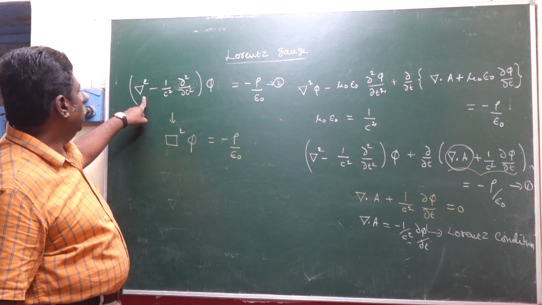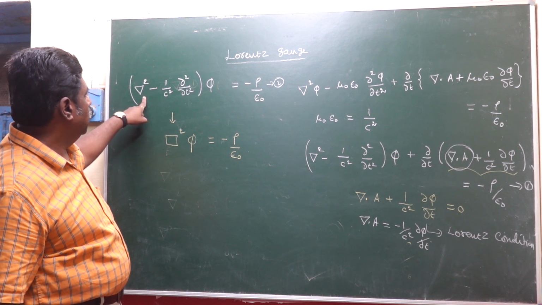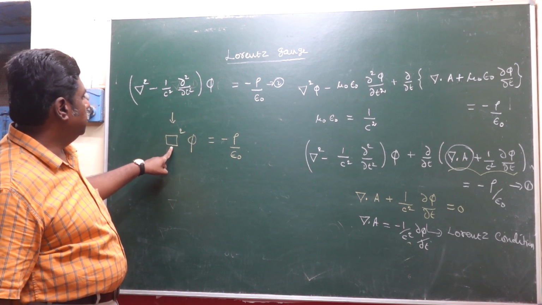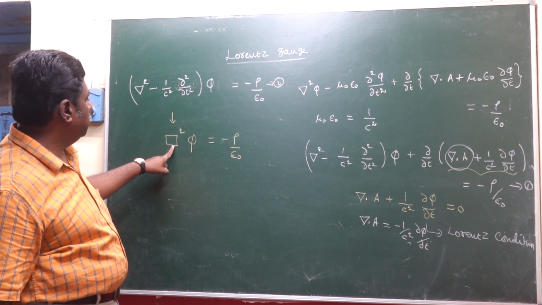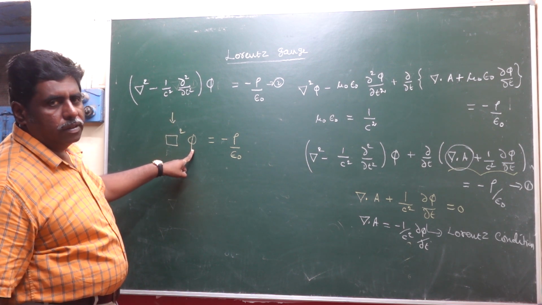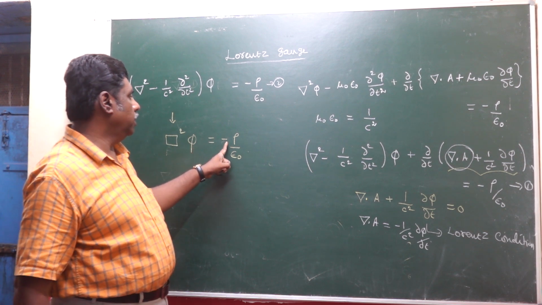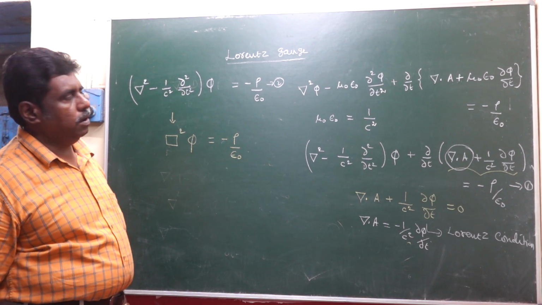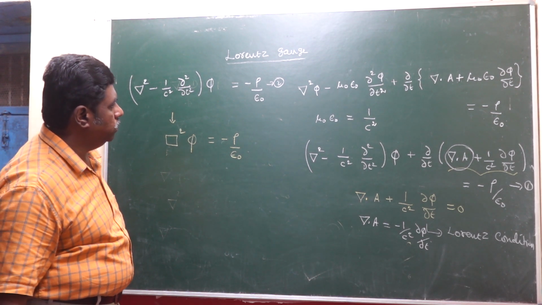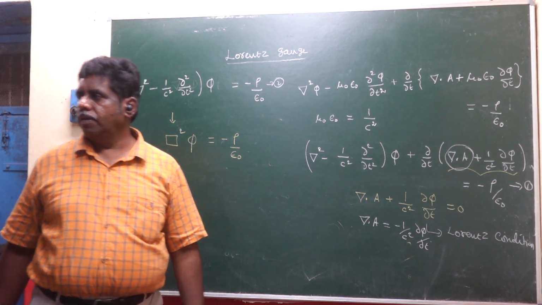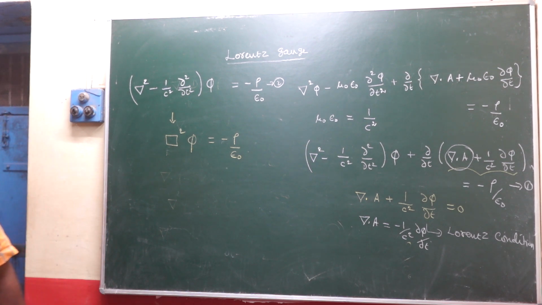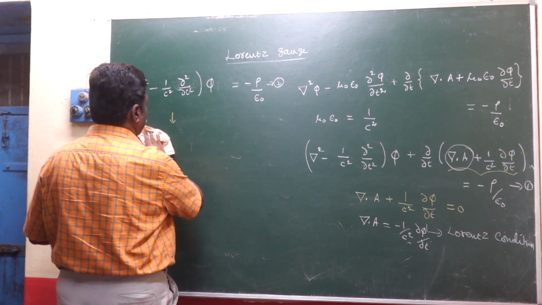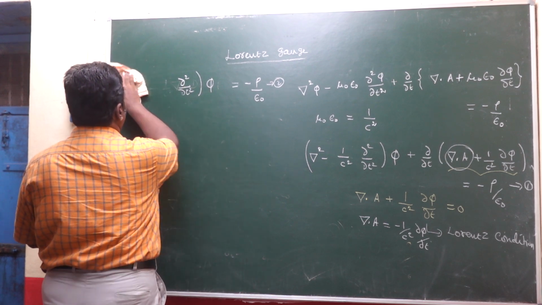Here del square is our Laplacian operator. Del square minus 1 by c square dou square by dou t square is our D'Alembert operator. If the D'Alembert operator operates on scalar potential phi, you get minus rho divided by epsilon naught. This is identical with our Poisson's equation. Now we have to get the same Poisson equation with the help of our vector potential.